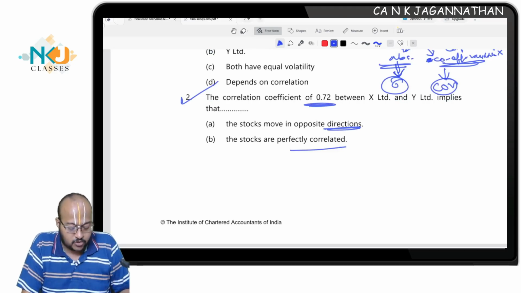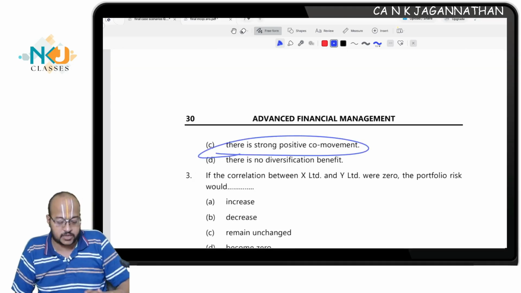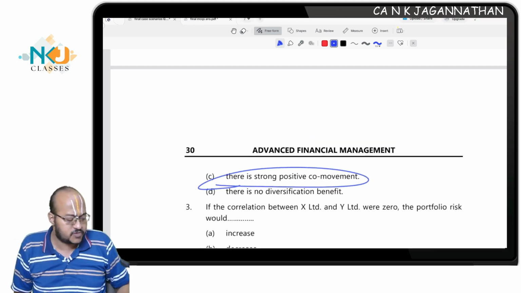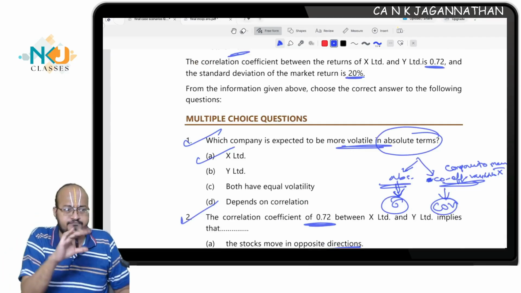The stocks are perfectly correlated. There is strong positive co-movement. Very, very good quality question. See, this question and the next question are top-notch questions. I'll tell you, these questions test the heart of the correlation concept.